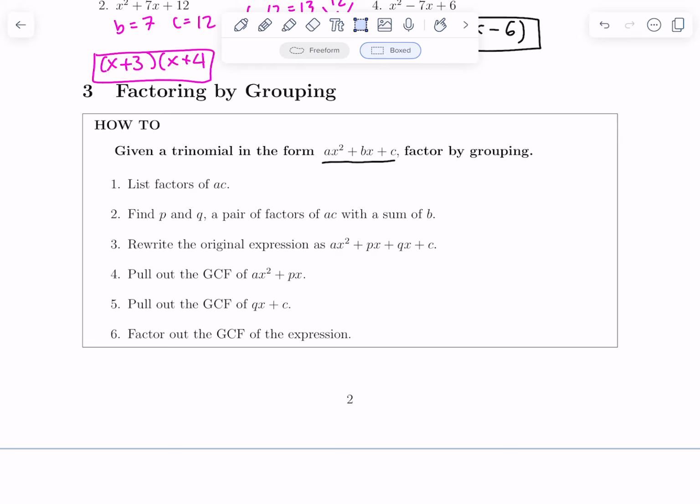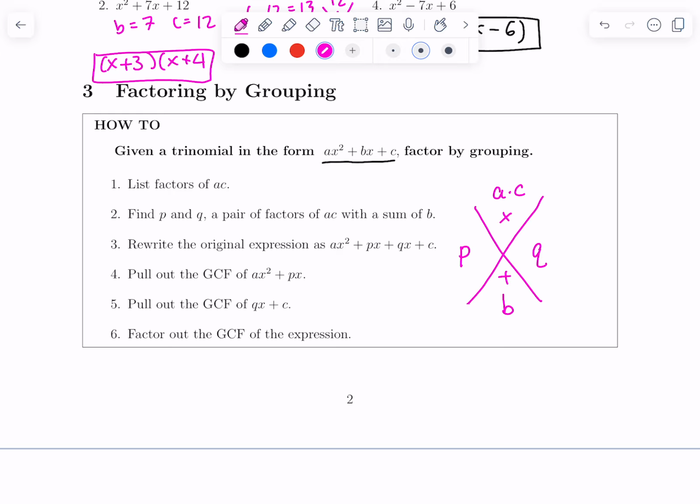First, we're going to list the factors of ac. If you remember the cross we did for last section, we can use that again. The top number will be a times c. Then we're going to find the p and q, which multiply together to give ac and sum together to give b.